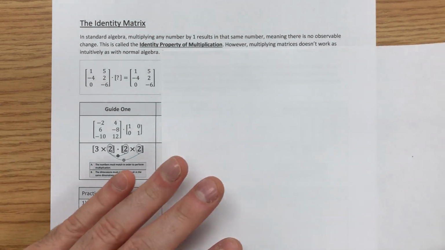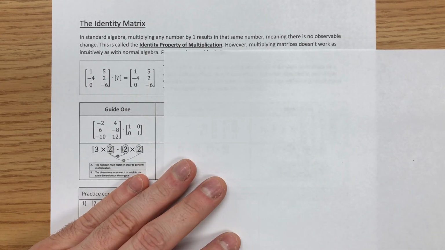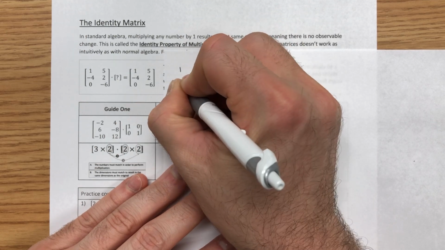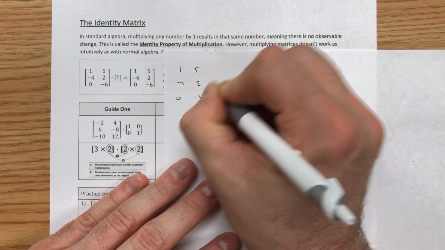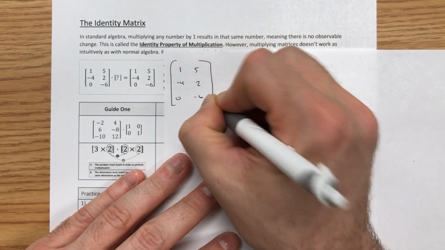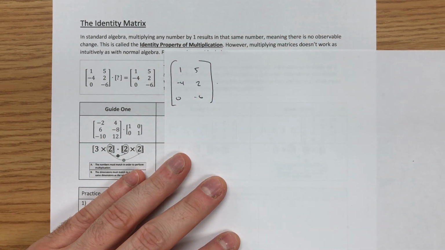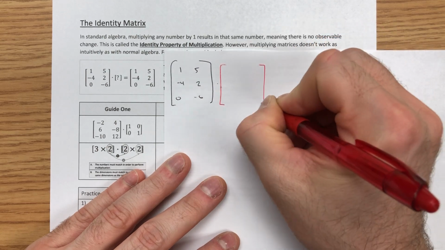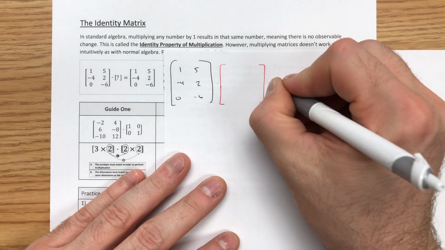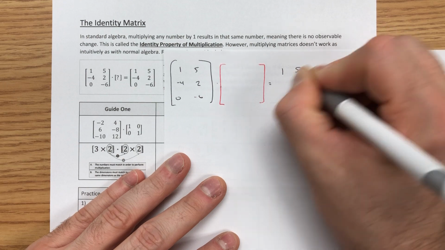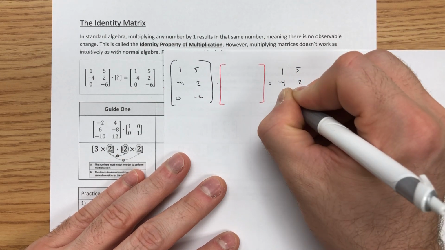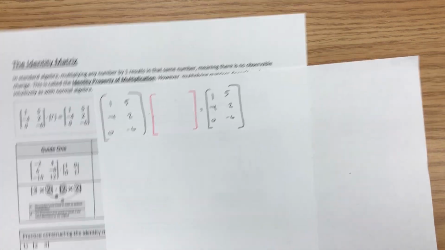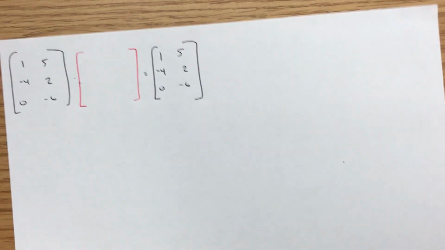Let's take a look at what's going on inside of this question right here. If we have a matrix 1, 5, negative 4, 2, 0, negative 6, we want to know what matrix we could multiply it by. And let's do this matrix in, let's say, red, so that our answer is spit out as a 1, 5, negative 4, 2, 0, negative 6. And so let's take a look at what's going on with this.